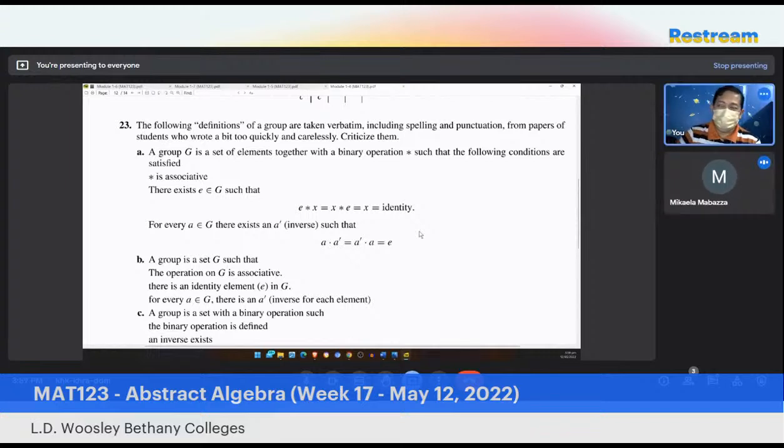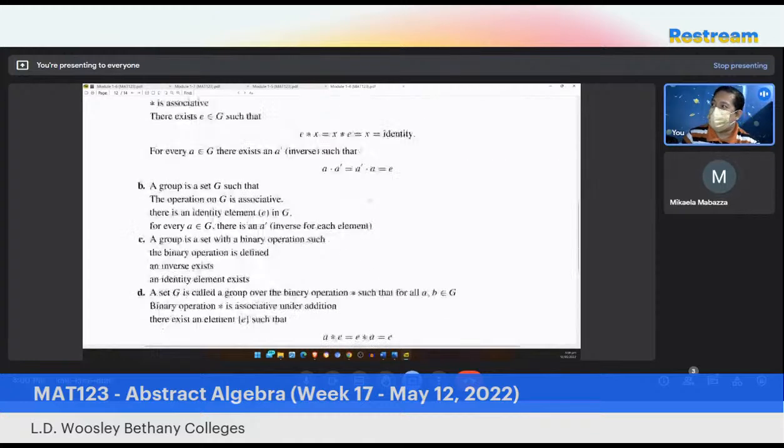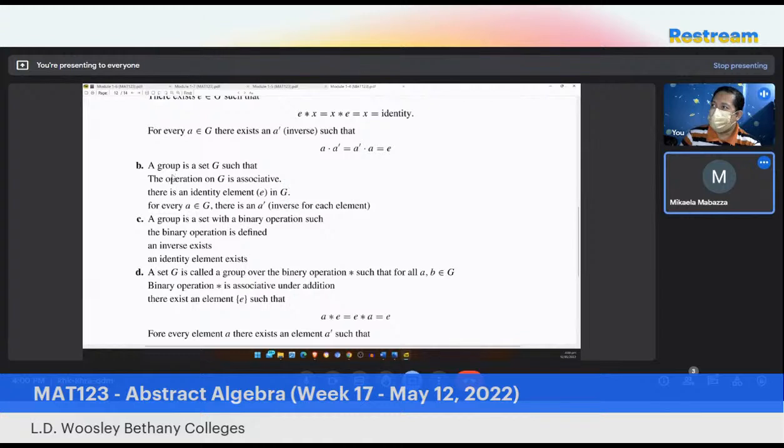Okay, it's wrong. The identity element is equal to E, not X. Okay? So that's the critic there. Okay, next. Letter B. About this parenthesis E. What can you say about parenthesis E? Sasabihin ko na yung mga mali dyan. Is it correct? Walang parenthesis dapat. E lang.